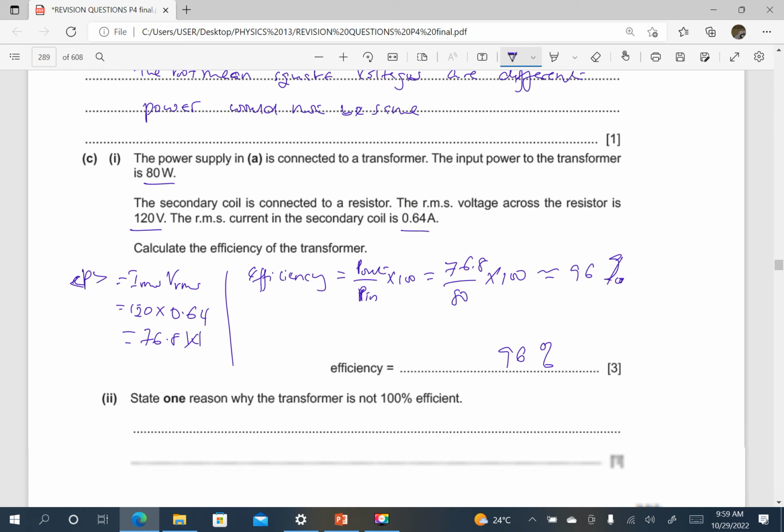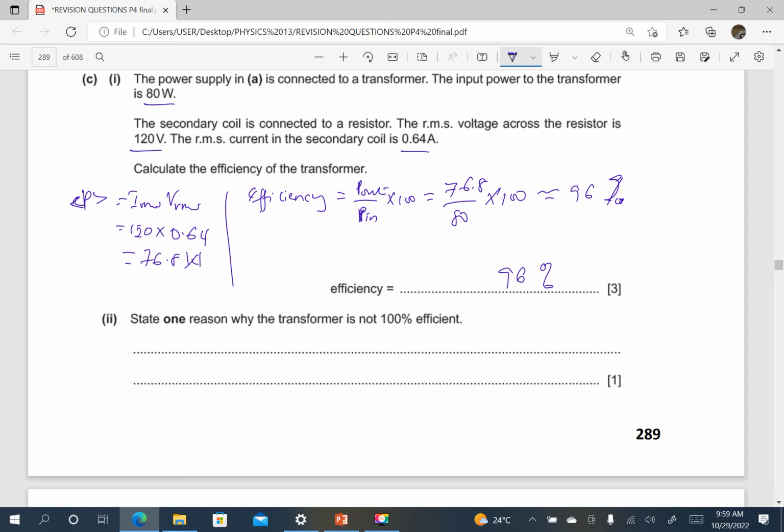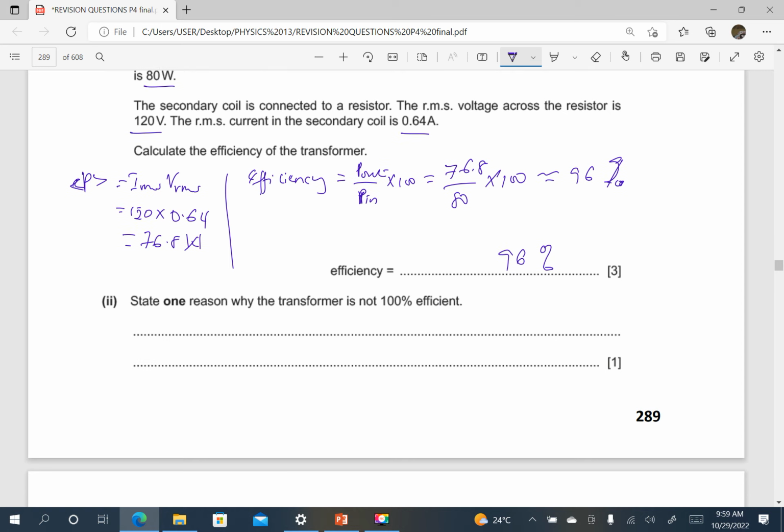State one reason why the transformer is not 100% efficient. We stated the sources of energy loss in the transformer. There are so many. One, you can talk about loss of flux linkage. Two, you can talk about hysteresis losses in the core, loss of energy due to continuous magnetization and demagnetization. You can talk about heat losses due to resistance of coils.